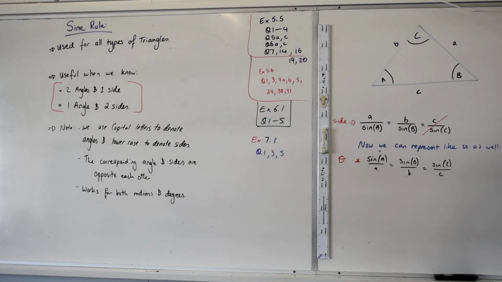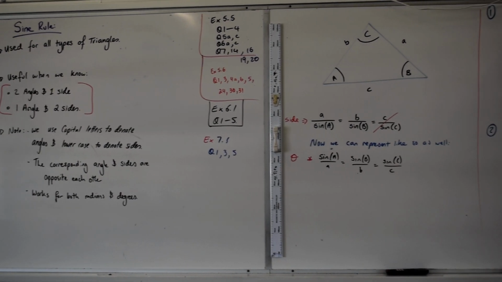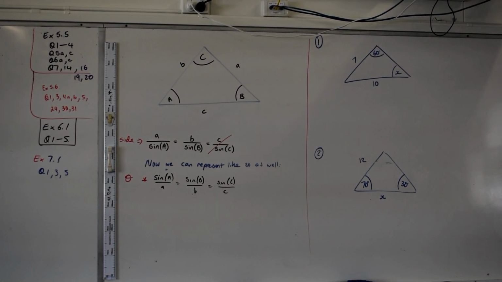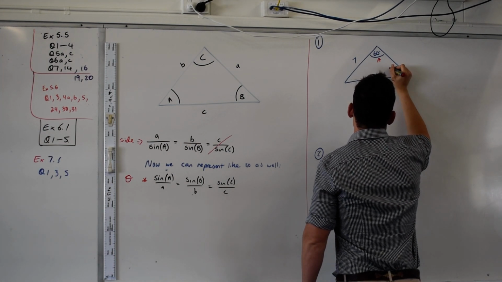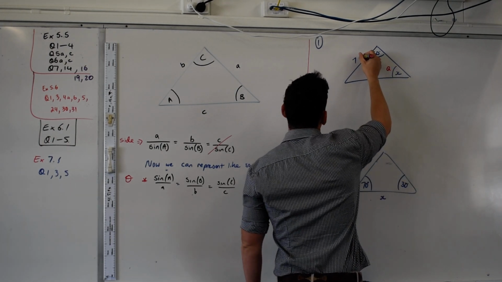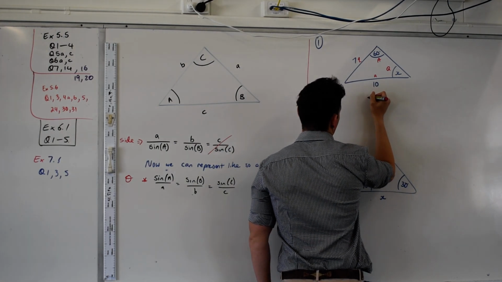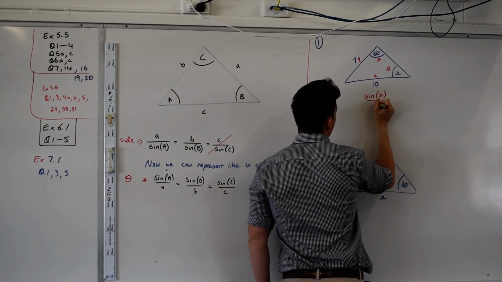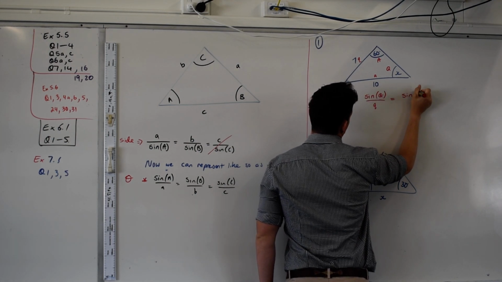Some examples. So the first one I want us to do is label our triangle A, B, C. I'm just going to call this angle A. I'm going to call this side A. I'm going to call this angle Q. Why not? Call this side Q. My rule would then go, what's my unknown angle or side? X. So I'm going to write sine X over, let's make it proper, sine Q over Q is equal to sine A over A.